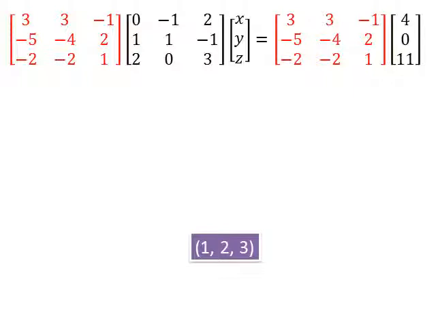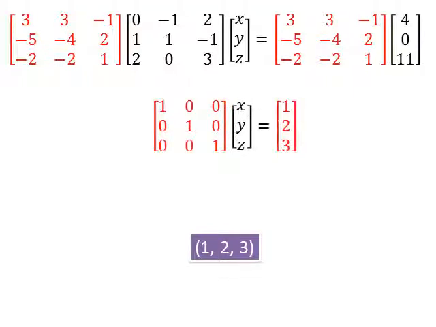What I need to do is do 3, 3, negative 1 times that matrix, the red matrix on the right-hand side, times 4, 0, 11. When I do that, I get 1, 2, 3. Again, the identity matrix doesn't need to be written. It's the equivalent of multiplying by 1. So that means x, y, z is 1, 2, 3, and that's the answer.